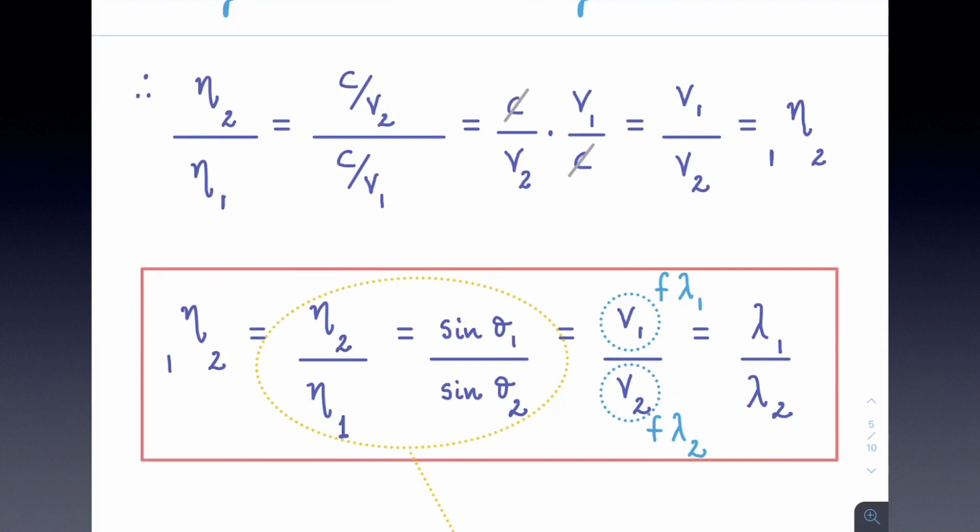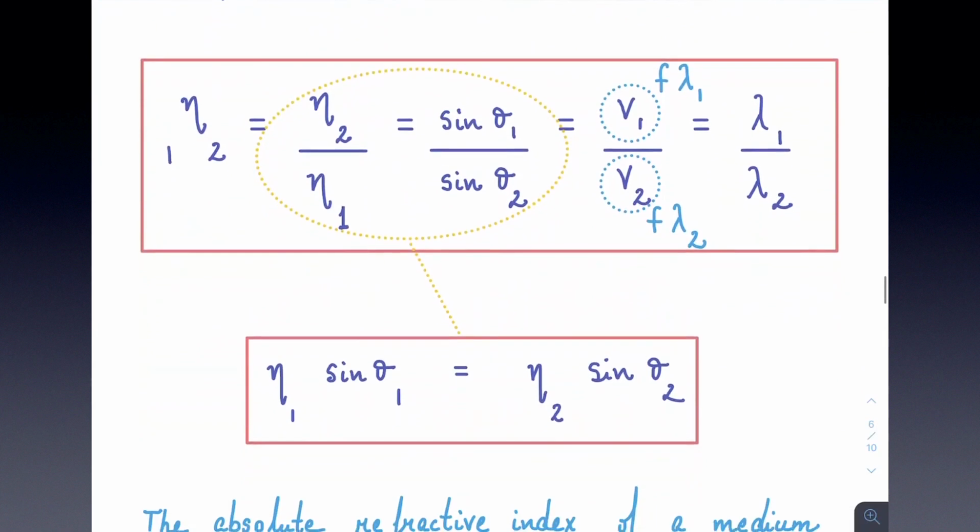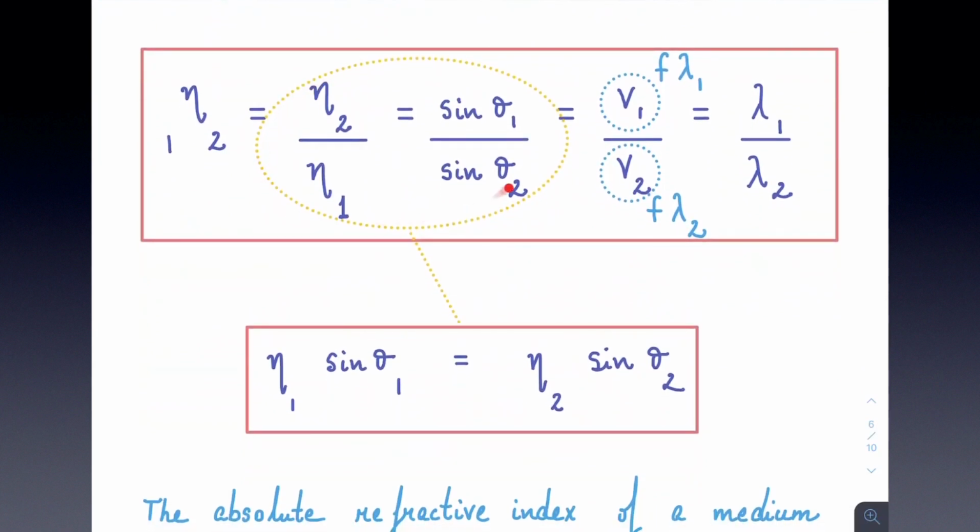One particular form of this equation is the one shown here in the dotted yellow circle and is rearranged in this form such that we have the refractive index of medium 1, eta 1, multiplied by sine the angle of incidence, sine theta 1, which is equal to eta 2 sine theta 2. So on the one side we have the properties of medium 1, on the other side the properties of medium 2. And this is a very useful way to handle questions on this topic.